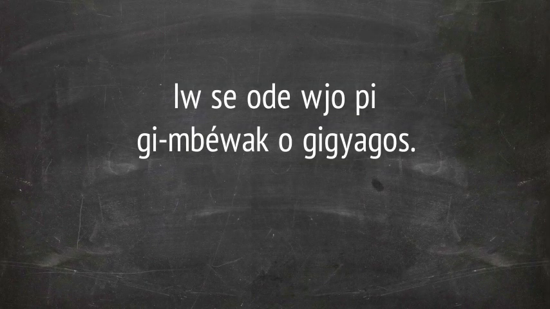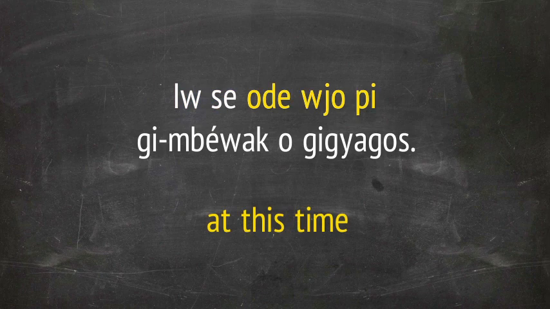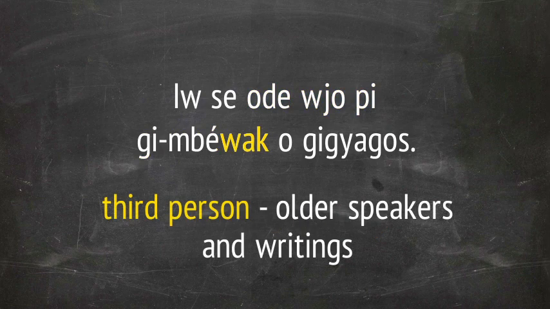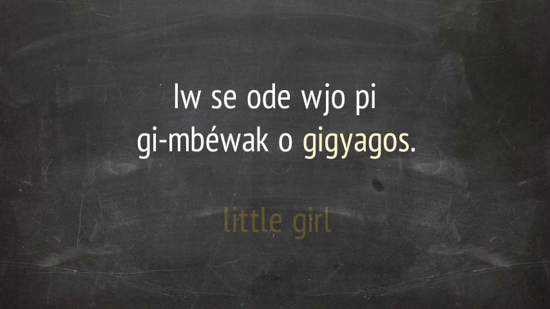Ilsa odejopi gimbewak o gigiagos. Ilsa, so. Odejopi, at this time. Gimbewak, she went to sleep. The wak is used in the third person by some older speakers and in older writings with some speakers. O, that. Gigiagos, little girl.